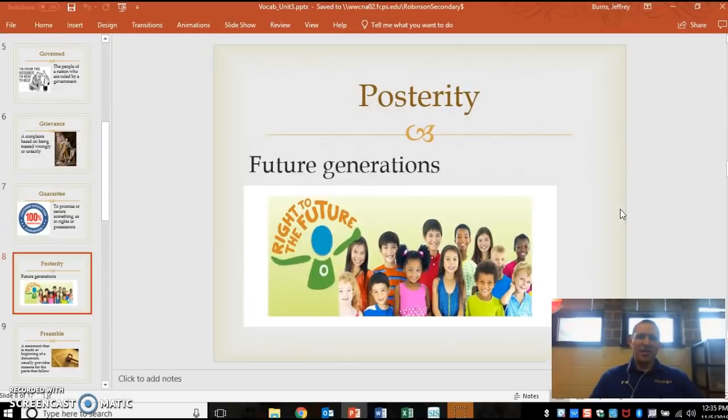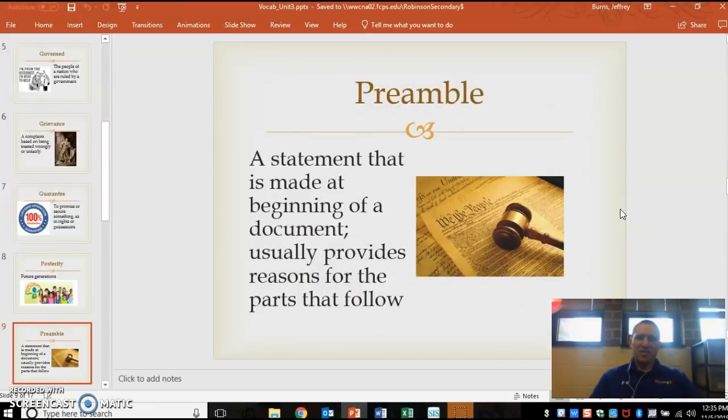All right, posterity is just another word for saying future generations of people. So right now, when you think of the posterity, you think of the young people, your age and younger, who are eventually going to be the leaders of our country. Scary, I know. All right, next. We have preamble. The preamble, when we say that one, is the beginning of the Constitution with all the goals. We the people, in order to form a perfect union.